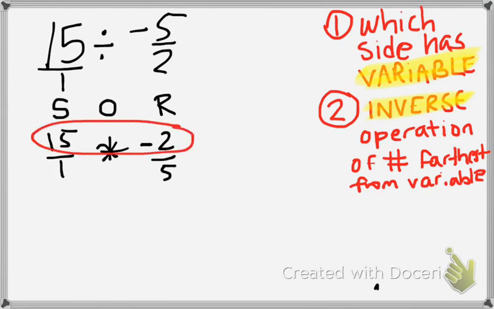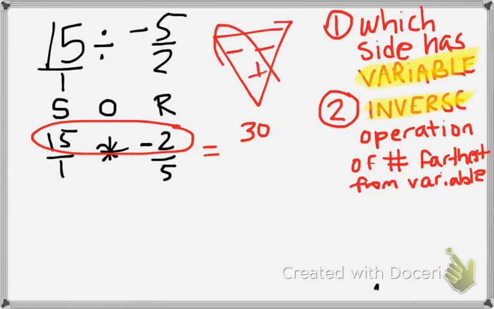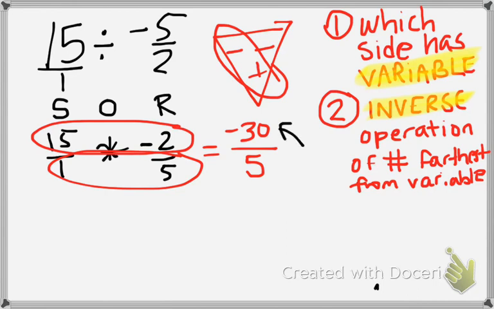When we're multiplying fractions, we just multiply straight across. So 15 times negative 2. Well, we know 15 times 2 is 30. And we talked about the little math fox, whatever you want to call them. A positive times a negative is negative. Okay, 1 times 5 is 5. But that's not the final answer, because the top number is bigger than the bottom number. The numerator is bigger than the denominator. So we have an improper fraction and we need to simplify.